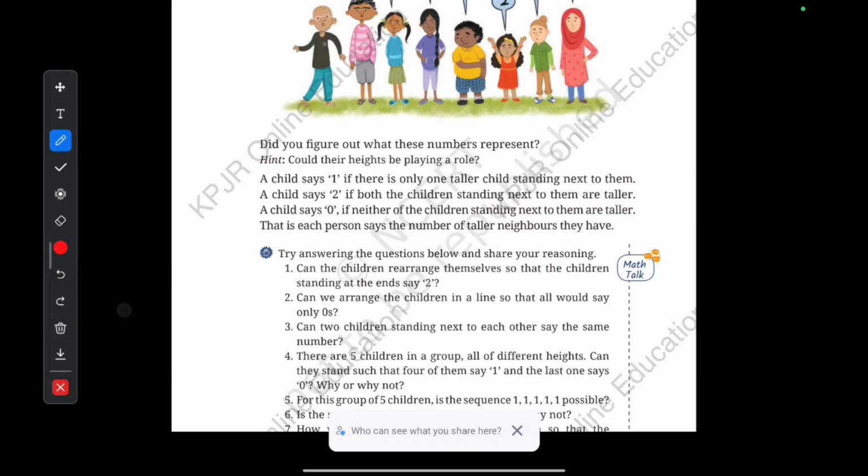Understood? What is another condition? If two children and their neighbors have the same height. Like question number 2, if they have the same height, it is possible. Got it? So, is this condition satisfied? Yes. Two people standing next to each other can have the same number, 1 or 0. But it can't be 2, because 2 means both people standing next to them should be taller. Understood?